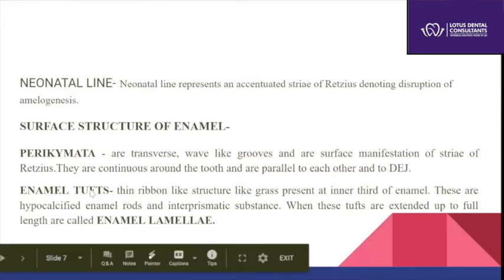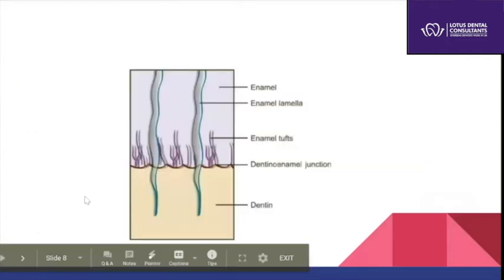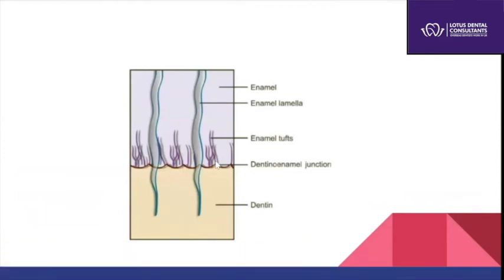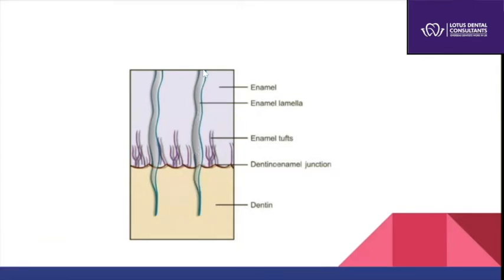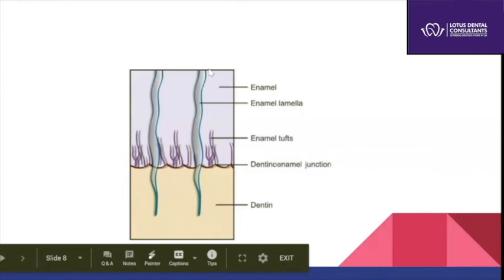Sorry, can you repeat this again? I didn't understand this. I'll show you in a diagram. Can you see? This is the dentine. This is the enamel. From the dentino-enamel junction, these are hypocalcified rods, right? Enamel tufts. When these tufts extend up to the surface, they become lamellae. So they extend from the enamel junction, but when they reach the end of the enamel, then they become enamel lamellae.